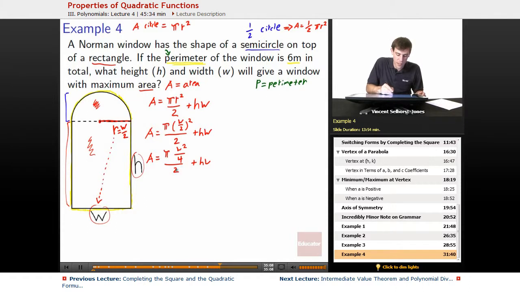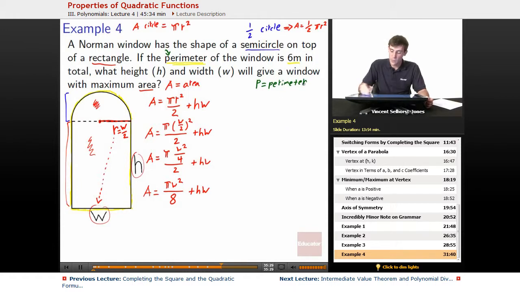So we've got this whole thing divided by 2, so area equals pi w squared, and we're dividing, so with the 4 and the 2, since they're both dividing on pi, they're going to combine into divide by 8, plus hw. Great. So we've got area equals pi w squared over 8 plus hw.